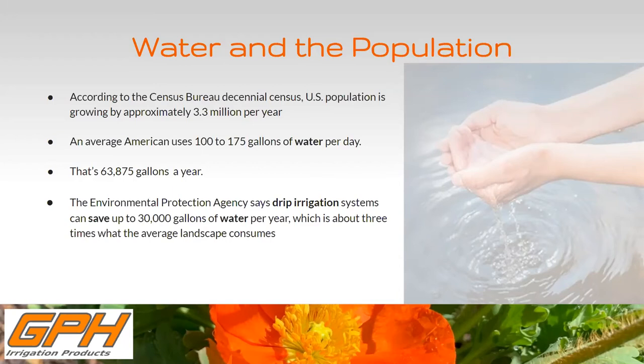But on that note, we have to keep in mind that as users, we're using about 100 to 175 gallons of water per day. And that's about 63,875 gallons a year, which just sounds like a lot of water. So we can always use drip to help conserve. We all need water to survive. We all need plants to survive, so we have to conserve. And according to the EPA, drip irrigation can save 30,000 gallons of water per year. So that's about 3 times what the average landscape consumes. So that's quite a bit of water.